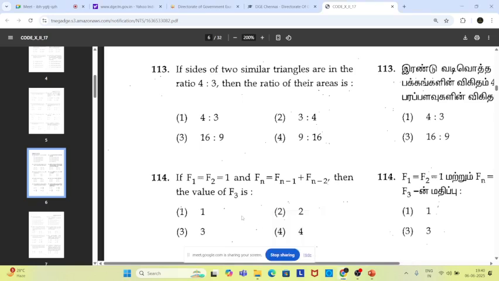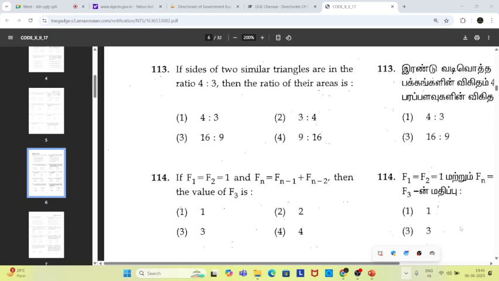Okay, question 114. Somebody else can read? Are you able to see question 114? Yes. Asrita, can you read? Sir, I have a doubt, sir. Yeah. Sir, can you explain the 113th one again?